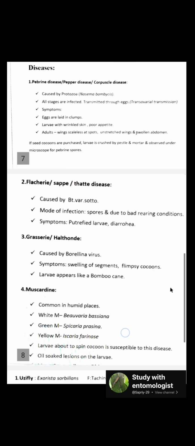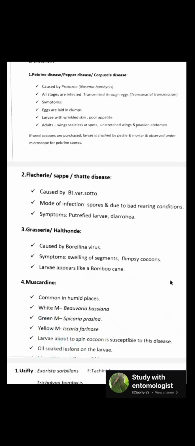Now the second is silkworm. In that the first disease is known as pebrine disease, otherwise its name is pepper disease, or we can say corpuscle disease also. It is caused by the protozoa Nosema bombycis.